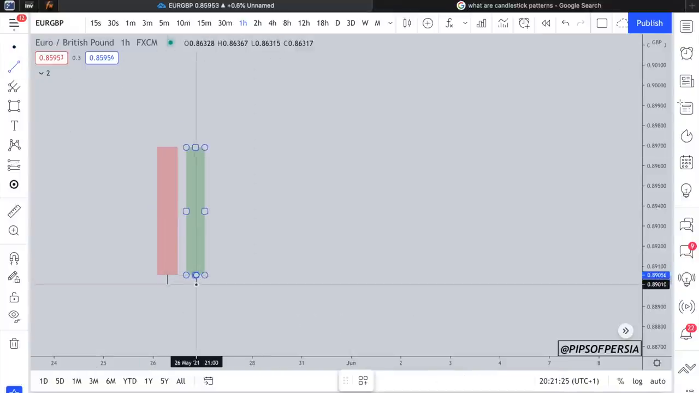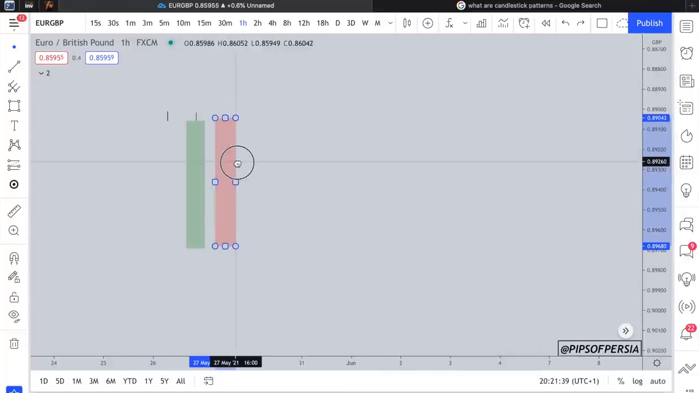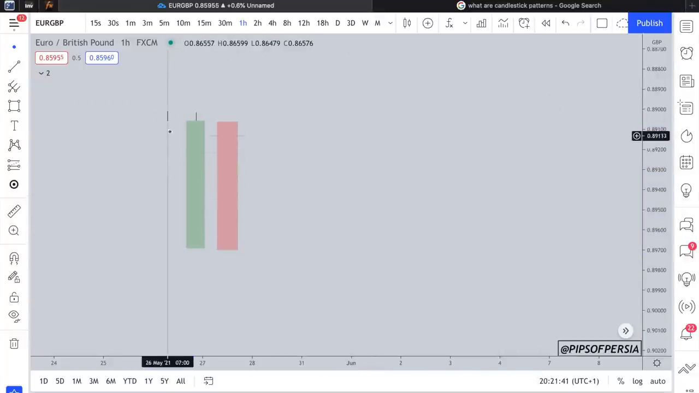Now, if tweezer bottoms like this happen at the bottom of the range, as you can imagine, it will be a bullish reversal formation. And if they happen at the top of the range, where you have the bearish candle coming after that bullish candle, again, not necessarily engulfing, but now they're on the same level. They literally look like tweezer tops or tweezer bottoms, as you can see. Again, this could indicate a reversal to the downside if it's formed at the top of the range.